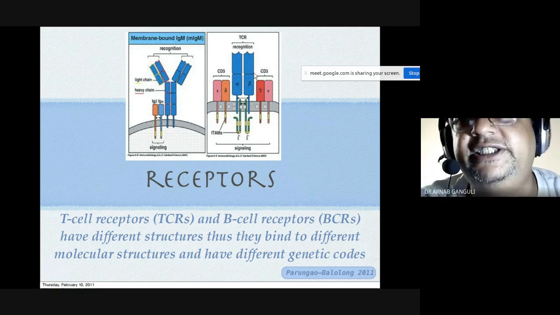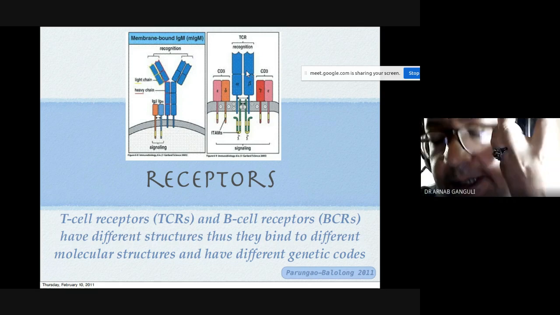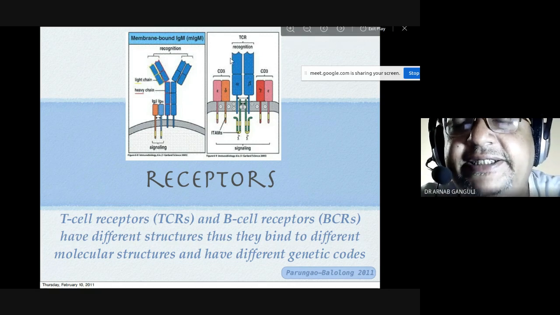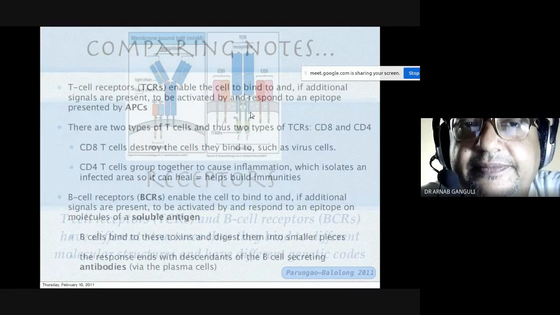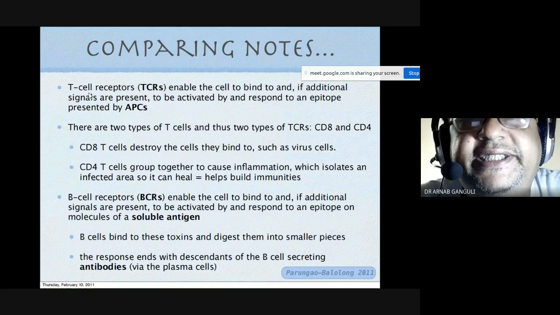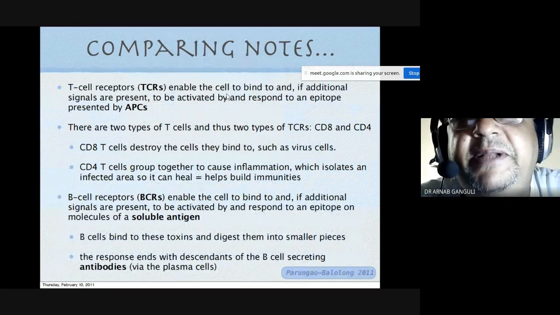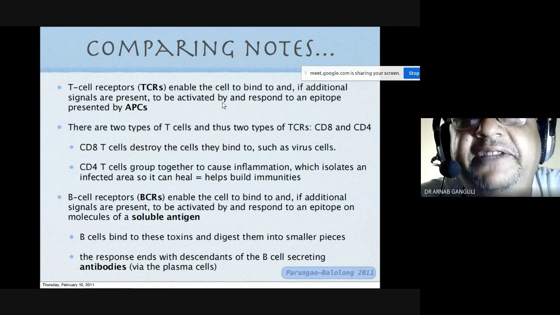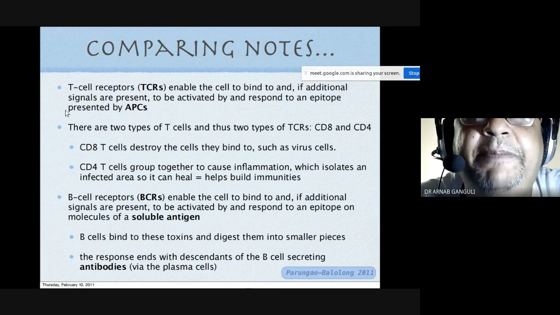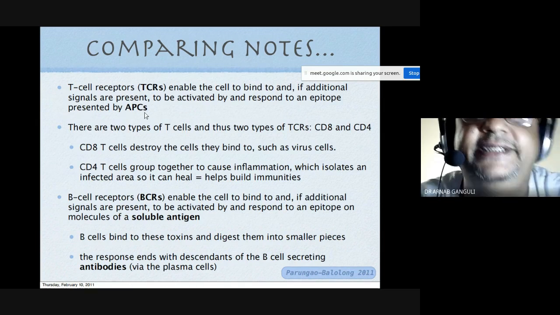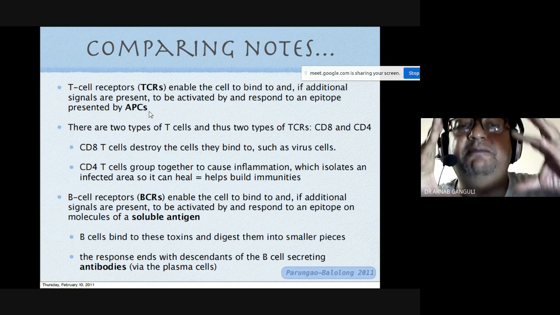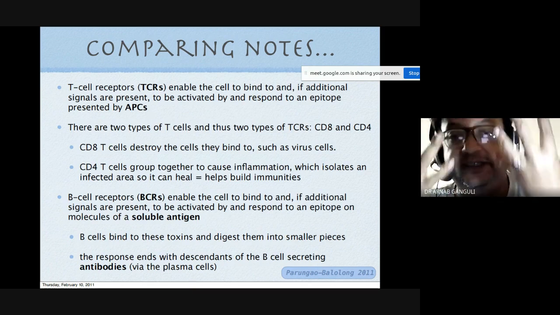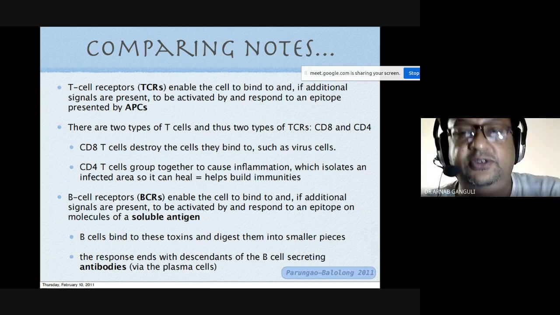Similarly, the T cell structure is different, but basically the function is the same. These T cell receptors are for binding to MHC. So T cell receptors, TCRs, enable the cell to bind, and if additional signals are present, to be activated by and respond to an epitope presented by antigen presenting cells. So the T cell receptor binds to MHC from antigen presenting cells. Antigen presenting cells can be B cells, neutrophils, macrophages, it can be those cells.